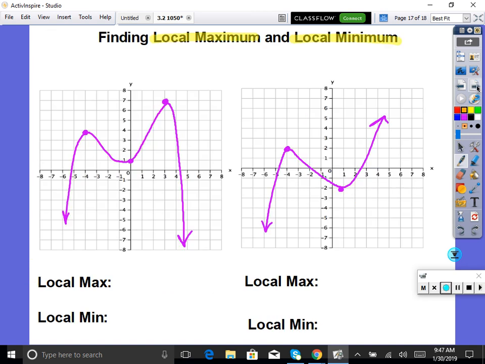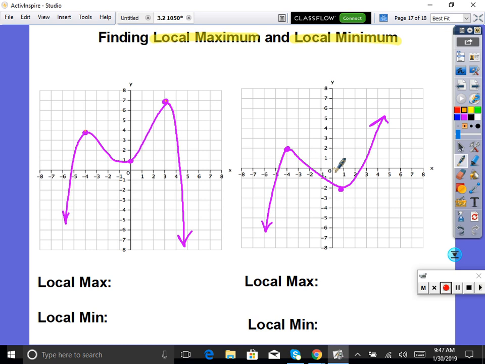Awesome. Okay, this is the last slide of the lesson. So we already know how to do this. So if I said to you, what is the local maximums? What is the local minimums? Just a reminder, we just write them as xy points. Isn't this a max? A local max? So you would say negative 4, 4 is a local max, and 3, 7 is a max. A local min would be 0, 1.